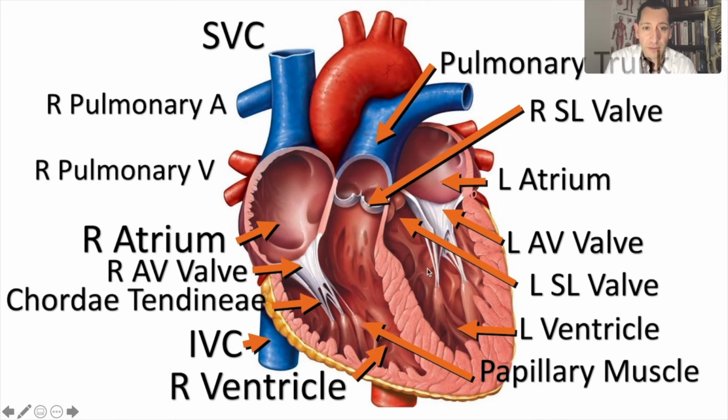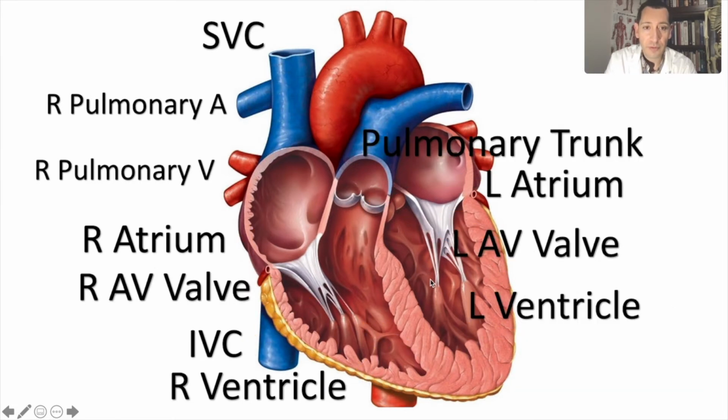Then what happens? Then blood turns up just like it turned up here into the pulmonary trunk. Actually here it goes up and through this valve. This is the second semilunar valve. This is now the left semilunar valve, or you can call it the aortic valve. Why? Because the blood then leads to the aorta. So this is the aorta here.